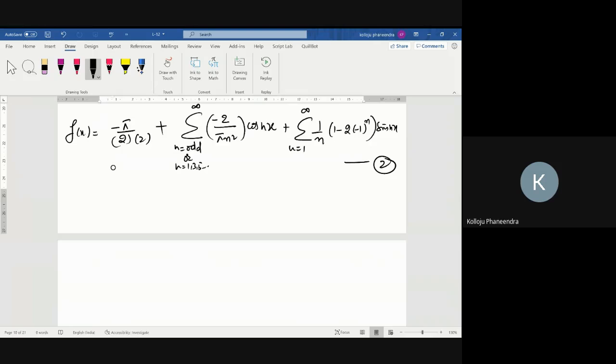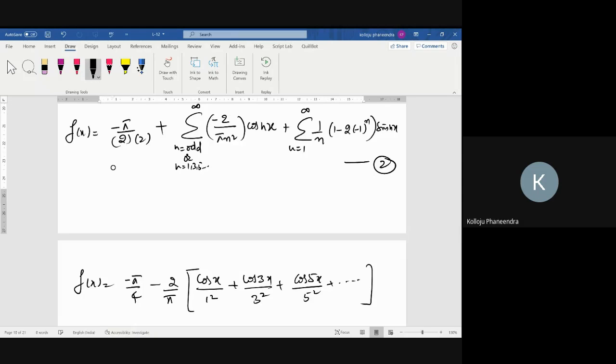Let me write this clearly. Equation 2, f of x equals minus pi by 4, and minus 2 by pi I will write outside, constant value. Let me expand the summation: n equal to 1, cos x by 1 square; n equal to 3, cos 3x by 3 square; n equal to 5, only consider odd terms, 5 square, and so on. This is the second term.